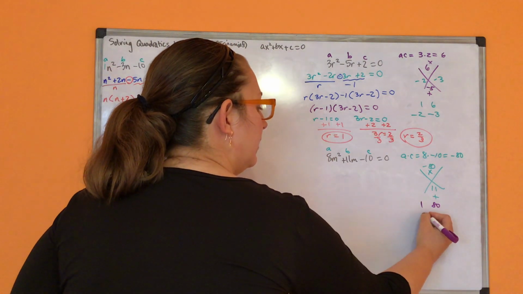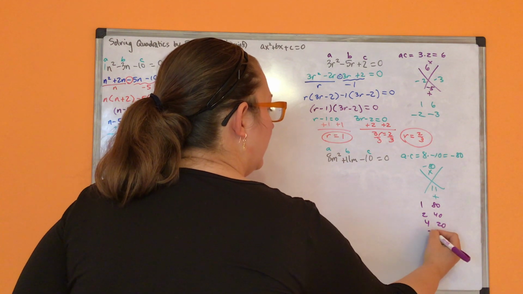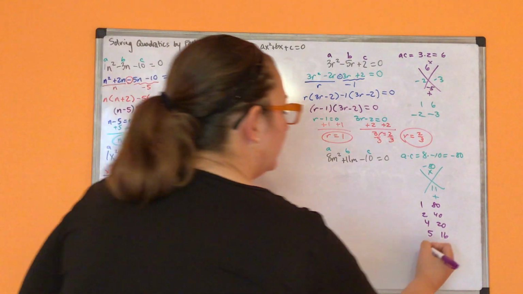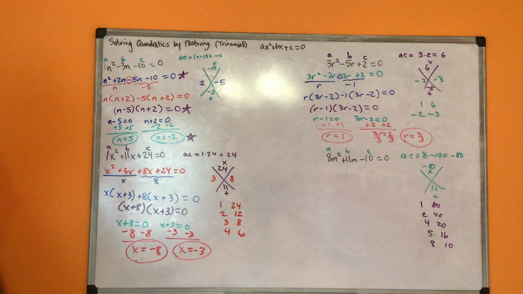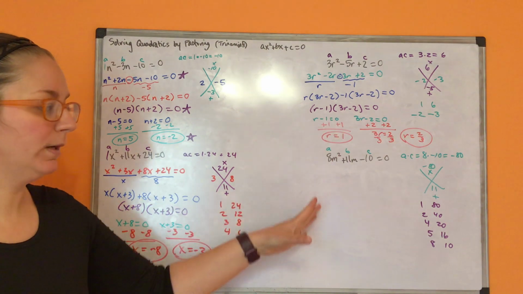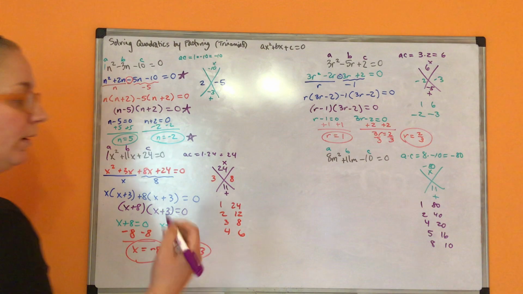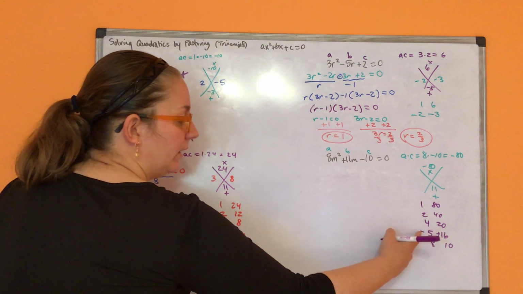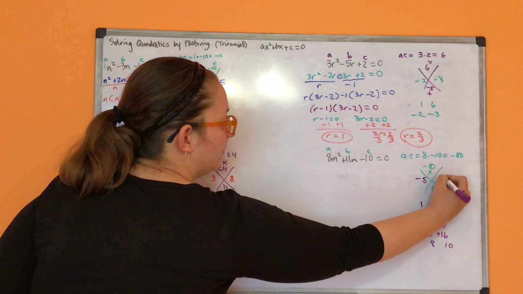So how can we get to 80 by multiplying? 1 times 80, 2 times 40, 4 times 20, 5 times 16, 8 times 10. Those are my options. Since it's a negative 80, to get a negative by multiplying, I need one positive number and one negative number. The only way I can get to a positive 11 is if I make it a negative 5 and a positive 16. Negative 5 plus 16 is 11. Negative 5 times 16 is negative 80.